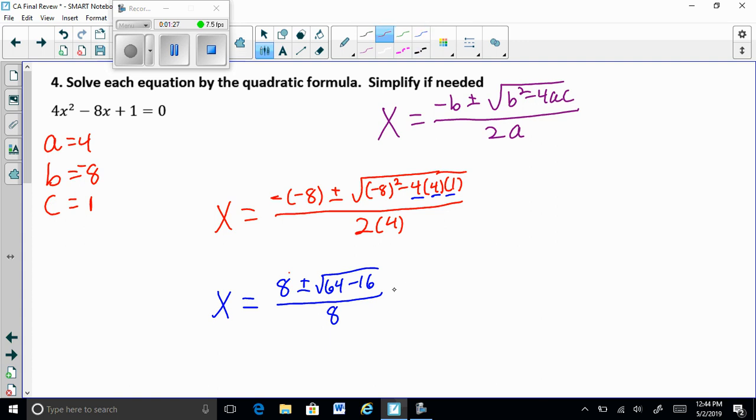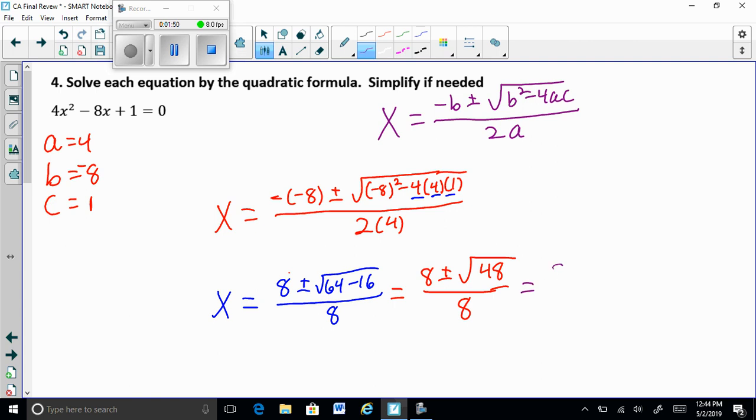So now we can simplify inside the radical. So let's see, that's going to become 48, and then all over 8. Okay, if you stop here, you're going to get partial credit. But we can actually go ahead and simplify the radical and simplify the whole expression. So we want to make sure we do that.